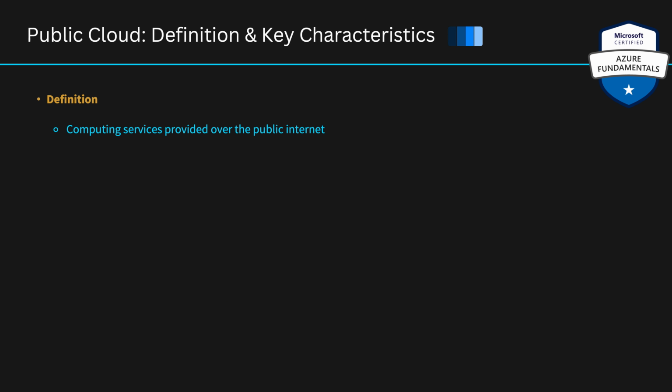Let's start with the public cloud. As the name suggests, this is a cloud platform available to the general public. By definition, the public cloud refers to computing services offered by third party providers over the public internet. These services are accessible to anyone who wants to purchase them, often on a pay as you go basis, which makes them extremely flexible and scalable.